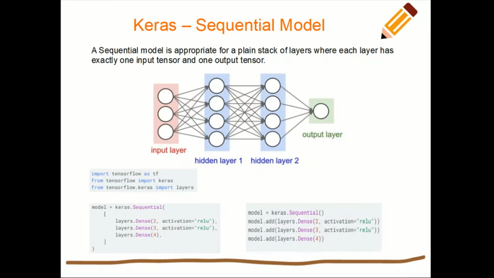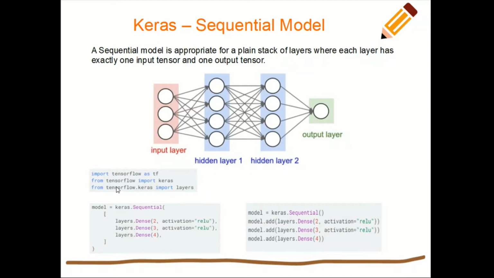Okay, so a sequential model is appropriate for a plain stack of layers where each layer has exactly one input tensor and one output tensor. So in this particular case, you can see that there is an input layer, there is an output layer, there are multiple hidden layers in between, but each one of them has exactly one input and one output. Okay, so how do we actually create this sequential model in Keras?